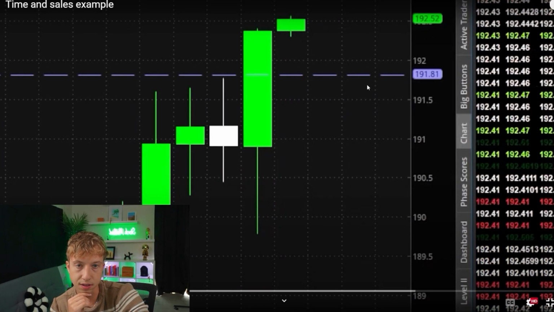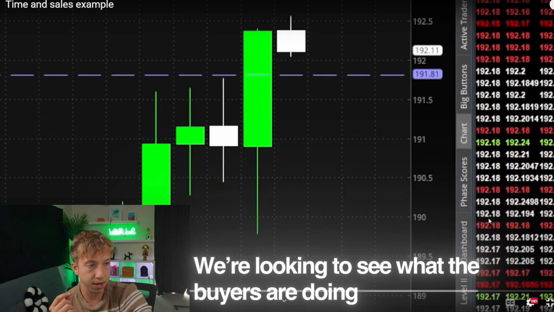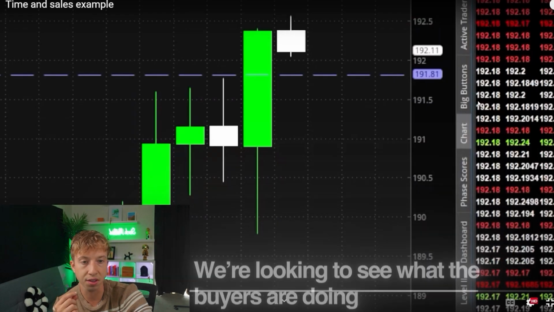We're in the 50s, 30s, and pullbacks are normal, right? What we're looking for on the bid is to see what the buyers are doing. Are they able to hold the 192 level? Are they dropping it under?